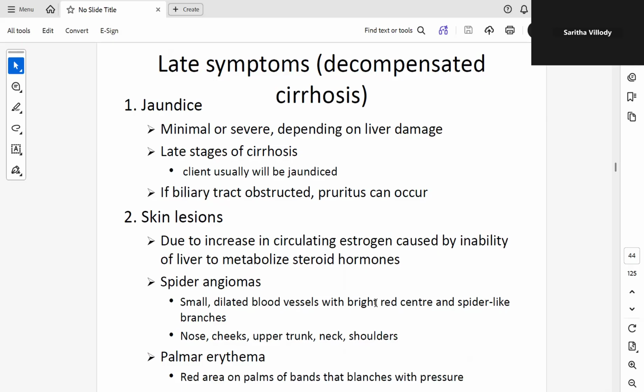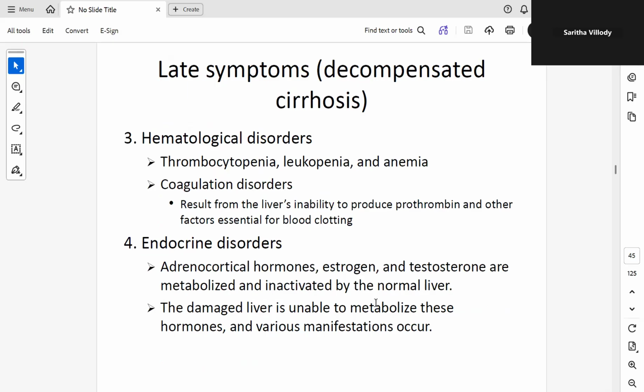And then other things which we would see is redness in the palms and the extremities, or palmar erythema. These are all related to excessive estrogen circulating in the blood, and then the liver cannot metabolize it.